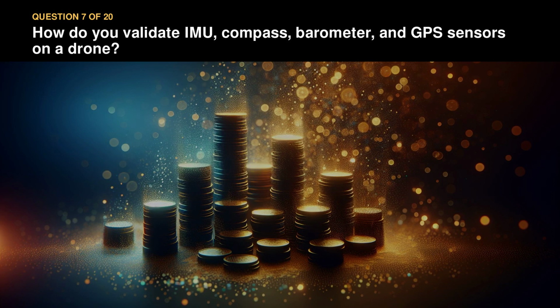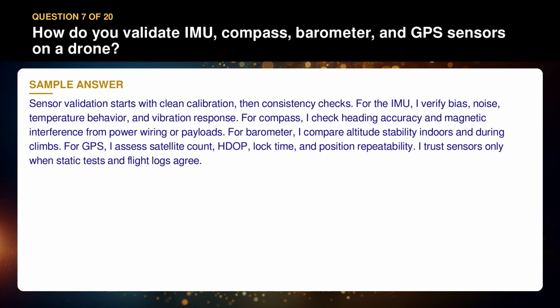Question 7. How do you validate IMU, compass, barometer, and GPS sensors on a drone? Sensor validation starts with clean calibration, then consistency checks. For the IMU, I verify bias, noise, temperature behavior, and vibration response. For compass, I check heading accuracy and magnetic interference from power wiring or payloads.